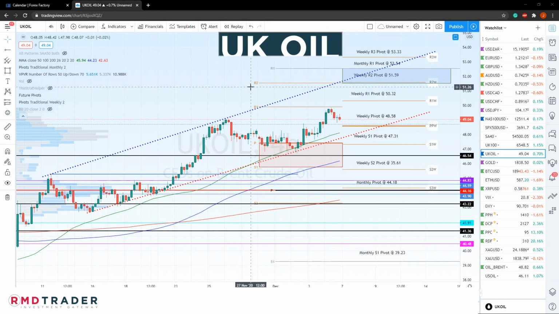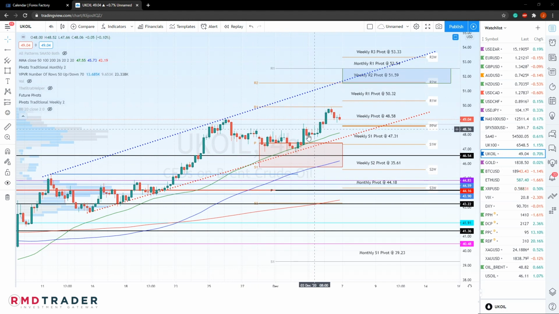We are looking now at UK oil, or UK Brent crude oil. Last week saw price continue to trend higher, just barely tagging that weekly R1 pivot, which was our initial bullish target. At this stage, we're seeing price continuing to trend within this bullish channel. Support remains the lower diagonal, and just considering where the lower diagonal will meet with our weekly pivot at 48.58, that would be an area for a retest.